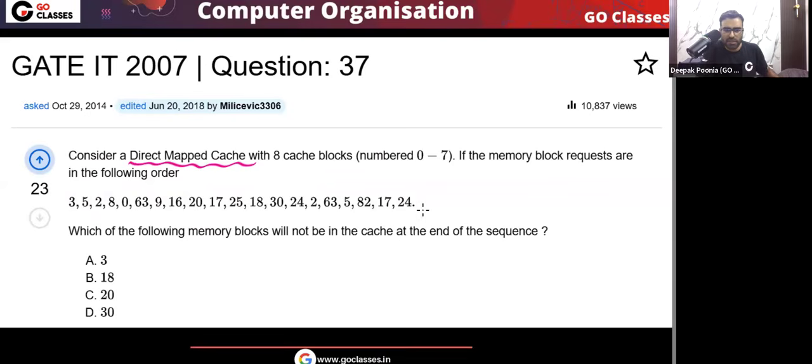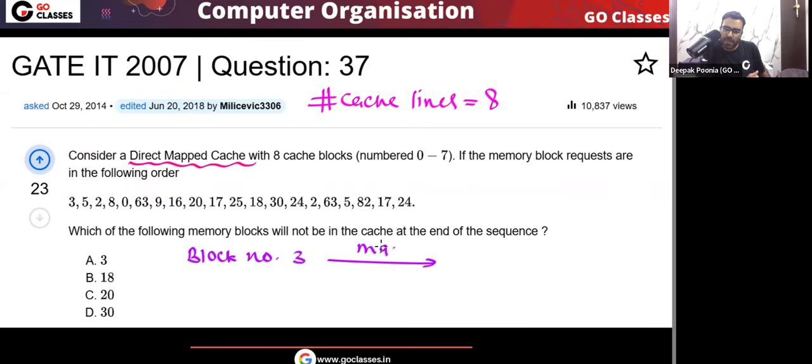So let's find to which line number this block number 3 will map to. That is very simple, 3 mod 8, because the number of cache lines is basically 8. Yes or no? Now if I ask you, this block number 3, it will map to which line? That is very simple, 3 mod 8. So the remainder will be 3. So this is the line number to which this block number 3 will map to.